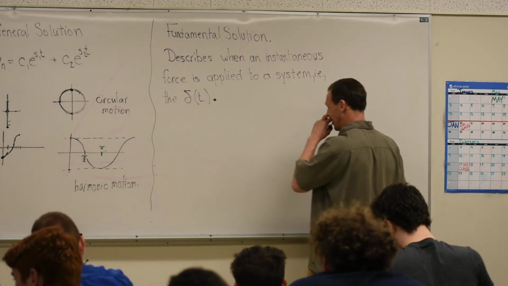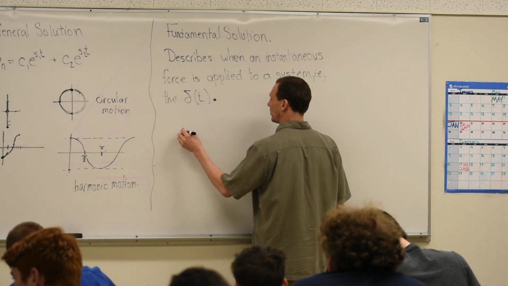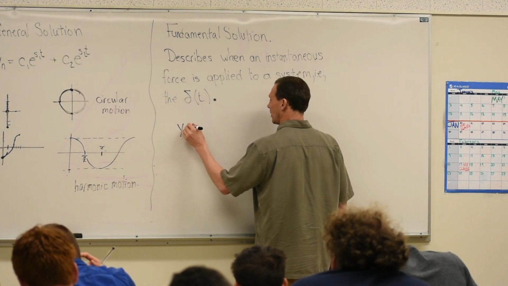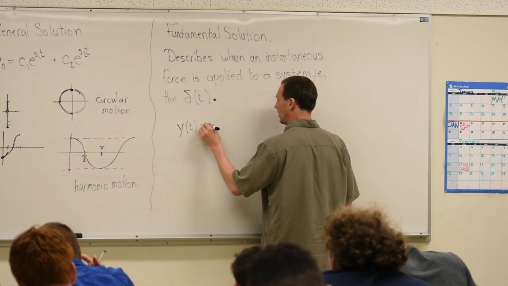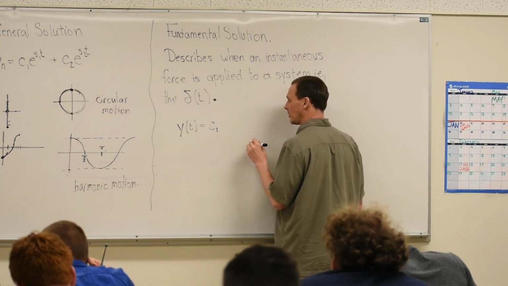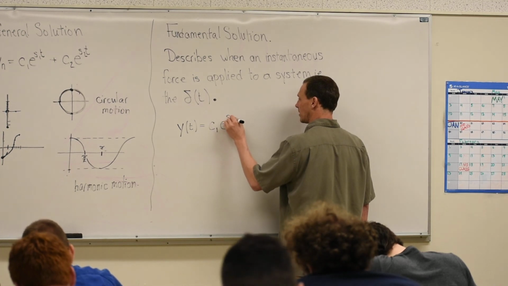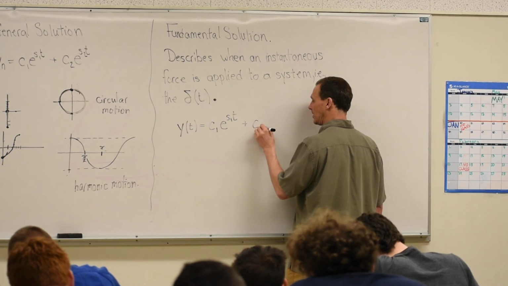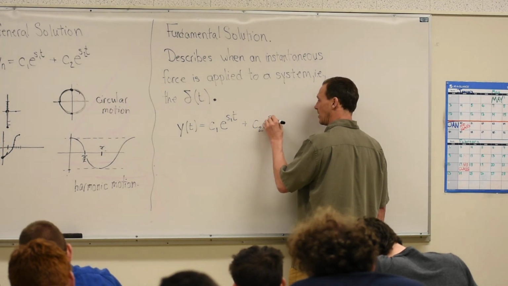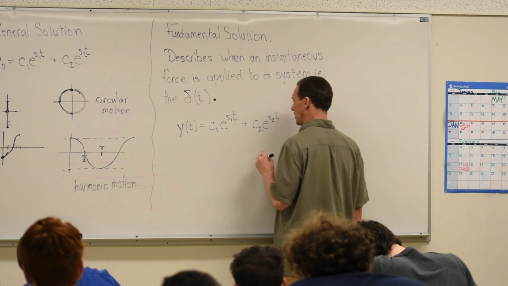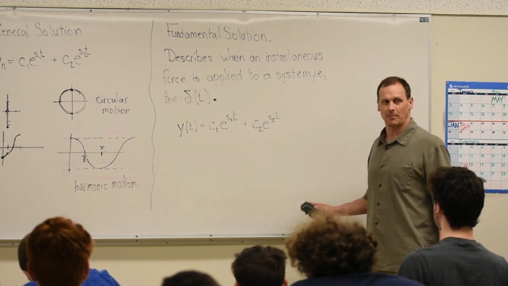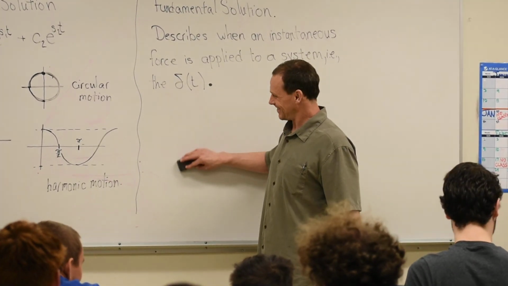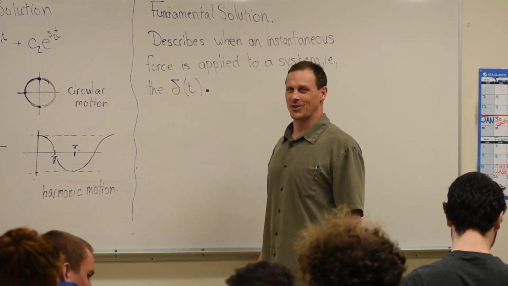So let's think about it. I'm going to write my solution as y of t equal to, let's just start with what we know, c1 e to the s1 t plus c2 e to the s2 t. Actually, don't write that, stop. You have to be more creative.